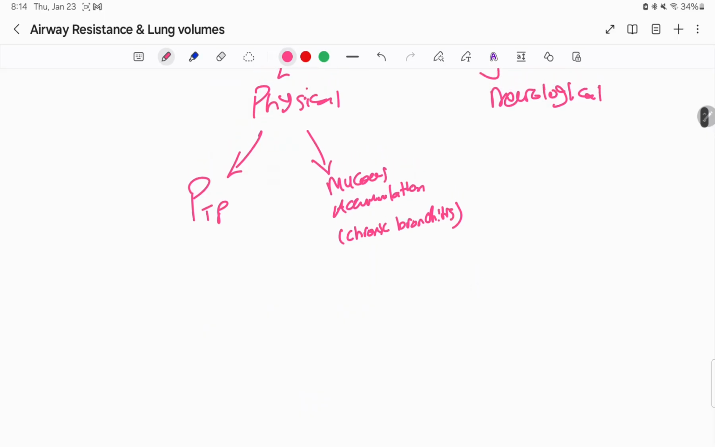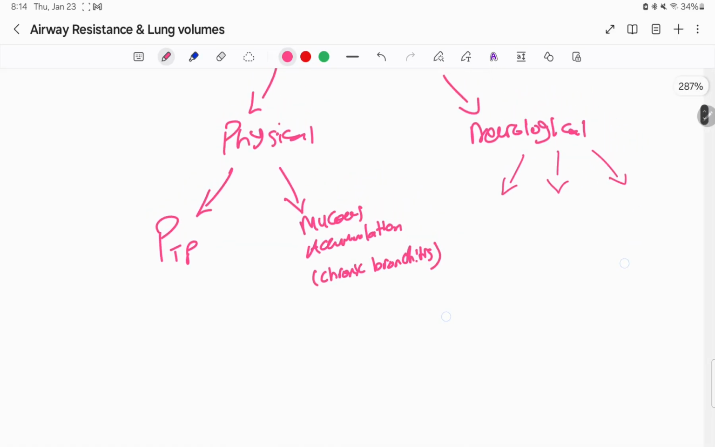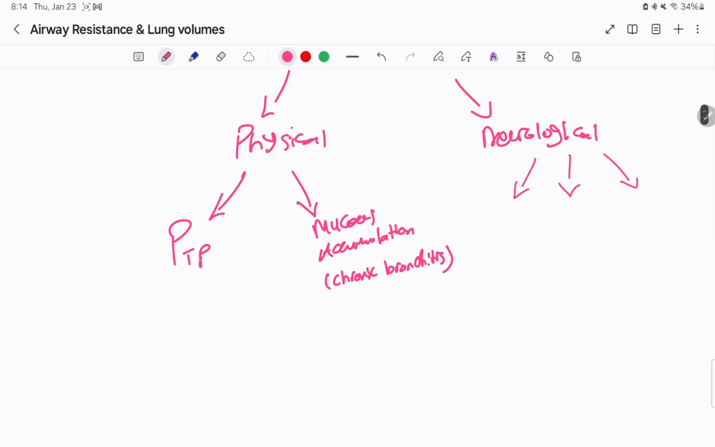Now, with regards to the neurological aspect, we can actually control the size of the actual bronchioles. Okay. Now, for example, we have the parasympathetic nervous system that contributes to this. We have the sympathetic nervous system that contributes to this, and we also have molecules like histamines. Okay, which is not really neurological. I mean, it can be, but not really. Histamine usually is released in scenarios of inflammation.